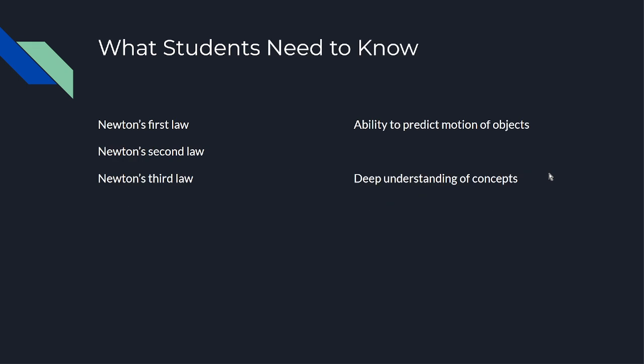So what do they need to know? They need to know Newton's laws. They need to understand that objects in motion stay in motion. They need to understand that force equals mass times acceleration, that mass does not equal size. They need to understand that when objects collide, force has an equal and opposite reaction. Every action has an equal and opposite reaction. They need to be able to predict the motion of objects in future potential scenarios and develop a deep understanding of the concepts.